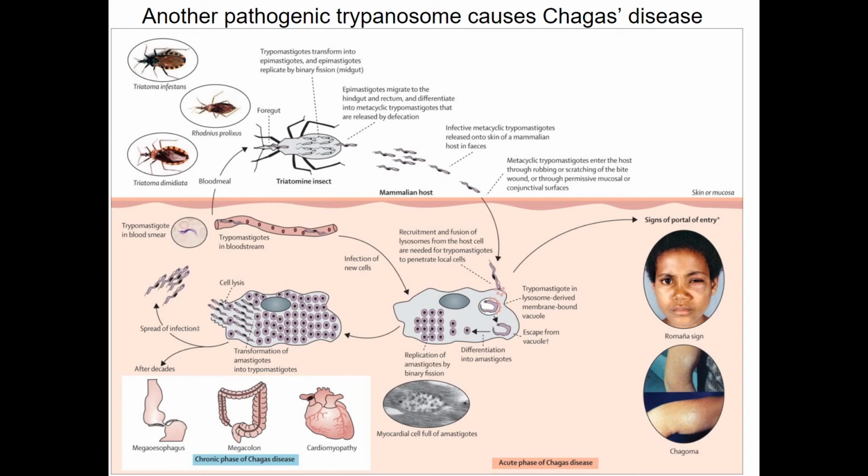something called Romaña's sign, where there's inflammation around a single eye. The chronic stage of the disease can be devastating, influencing how your heart is pumping blood around your body, eventually leading to congestive heart failure. What makes this all more scary is it can take as much as 10 years after contracting the protist for the more devastating symptoms to develop.